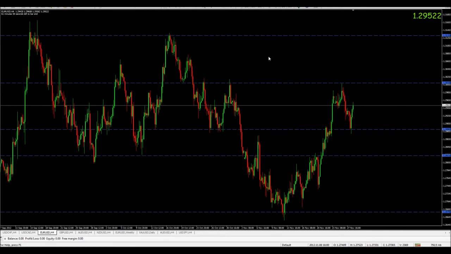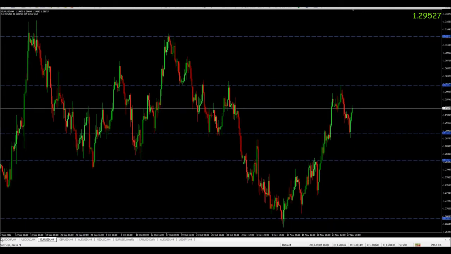Okay, so there are all my support and resistances that have been drawn from the past. These are areas where the market has turned time and time again. As you can see, I don't use any indicators on the chart here. I'm just using price action and support and resistance.